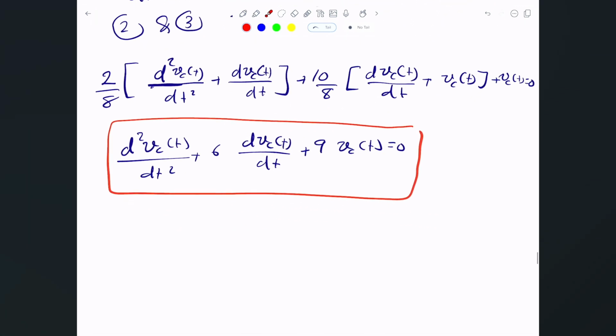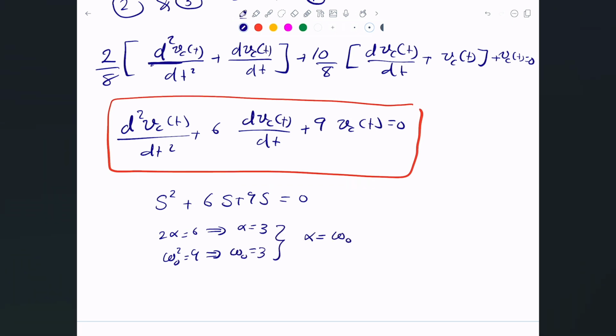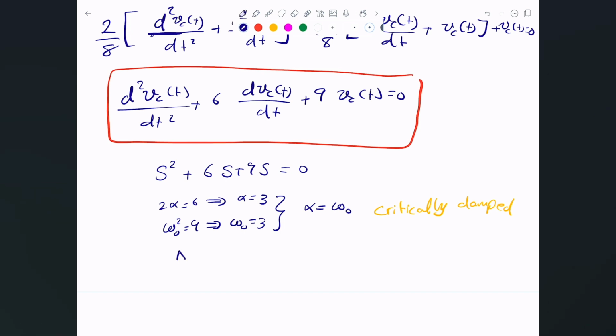All right, we can find the complementary solution like we have been finding these for any circuit. All we have to do is take the characteristic equation. That will be s squared plus 6s plus 9 equals 0. So we can say 2 alpha is simply 6, which means alpha is 3. Omega 0 squared is 9, which means omega 0 is the square root of 9, which is 3. That tells me that alpha is equal to omega 0. That means it is critically damped. Of course, you can compute the discriminant, and you should end up with 0.